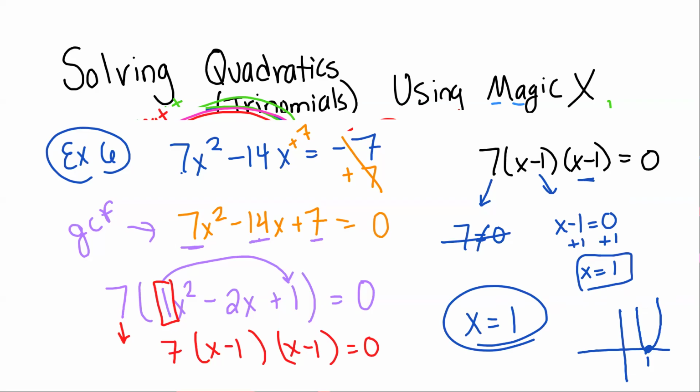So that one was a good one. It was not equal to 0, so we moved over. It had a GCF of 7, so we pulled that out. And then we saw it was kind of a unique situation with just one answer.